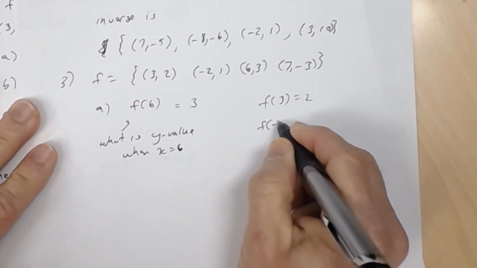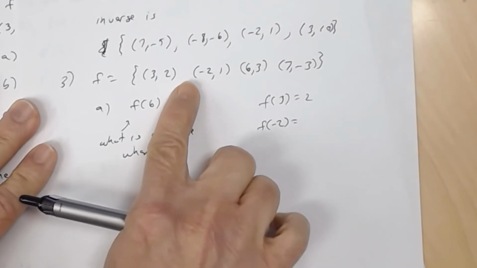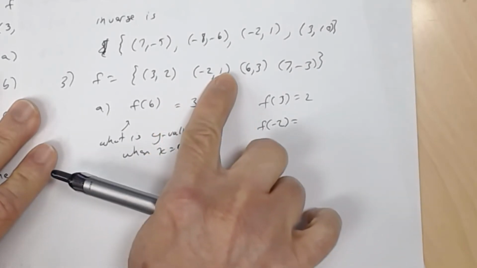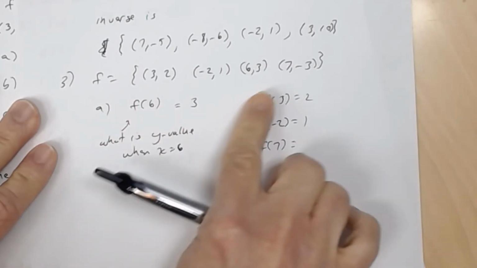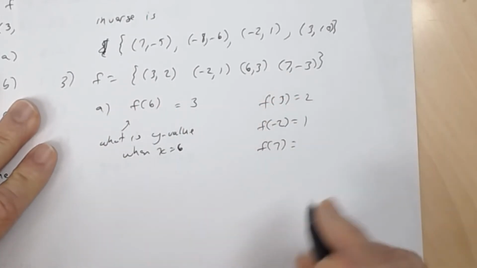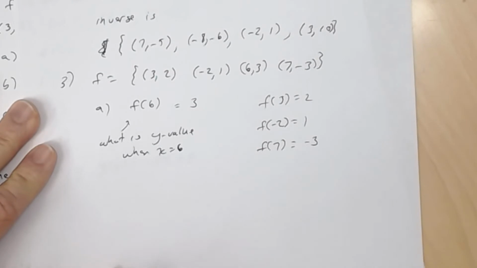What's f of negative 2? Quickly, f of negative 2 is what? 1. What's f of 7 real quick? F of 7 is what? Negative 3. And that's all I can do because you only had 4 points.